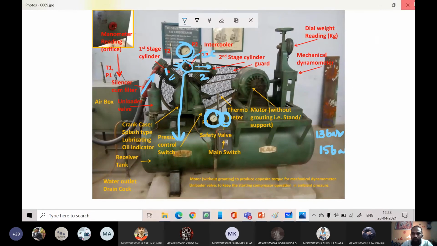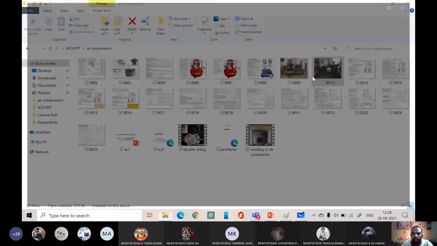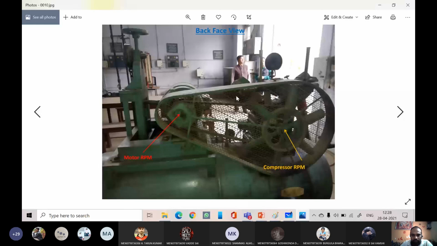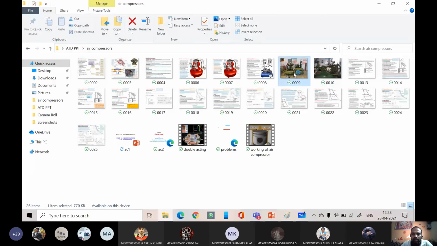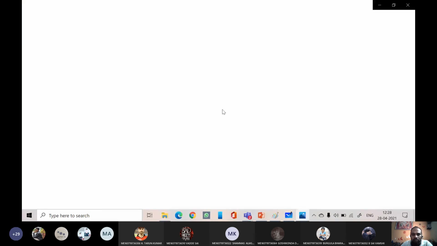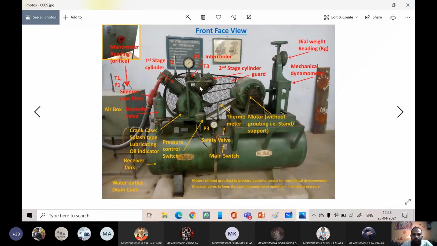This is one view, and the other view will be the backside, like this. This is my prime mover here. With the help of the prime mover, we are driving the air compressor. This is the other side, the backside. So you can see it like this, practically. This is a two stage reciprocating air compressor. Inside this we have the connecting rod, crank, everything.